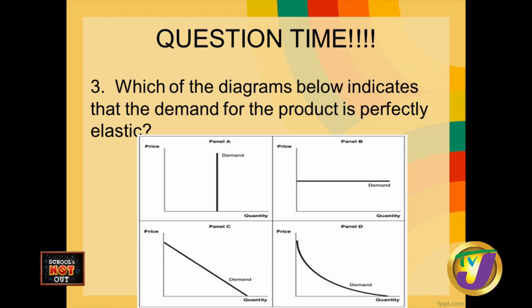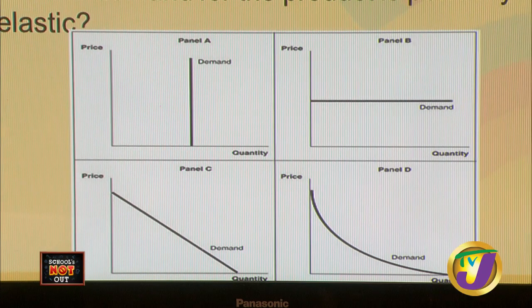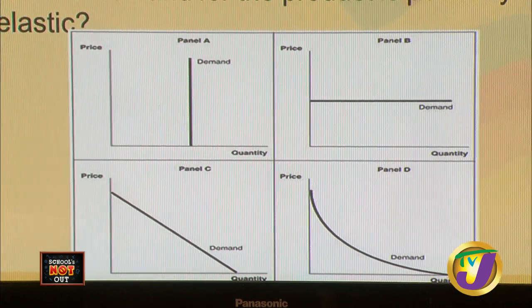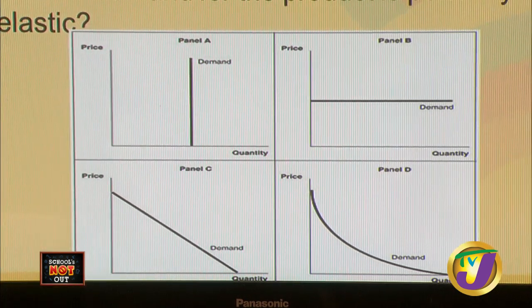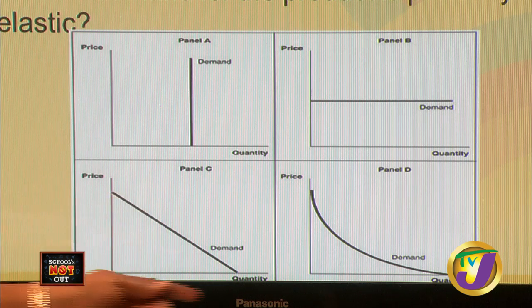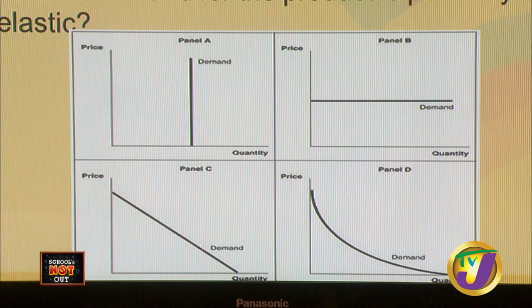You have panel A. Demand curve is vertical. Panel B, it's horizontal. Panel C, it's constant. And panel D, it bows to the origin. And your answer is, yes, you got it right. It's panel B. And this is one of the questions that you see very popular in multiple choice, asking you to identify the demand curve for the good.